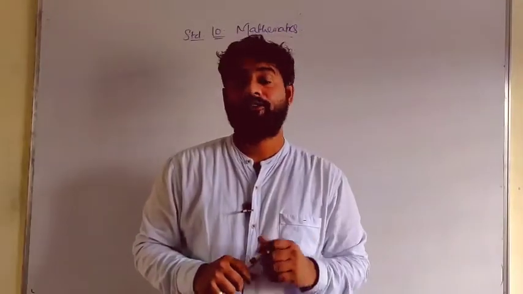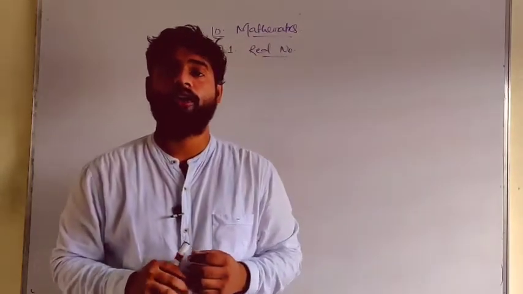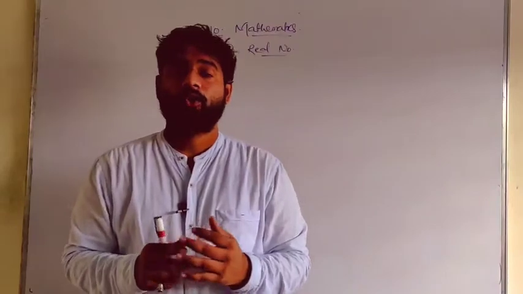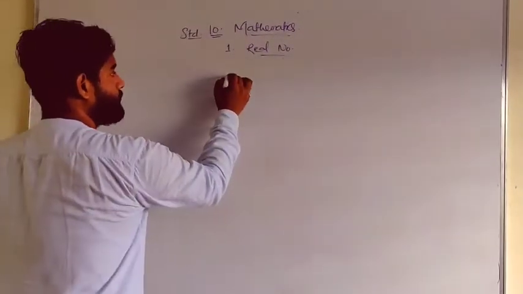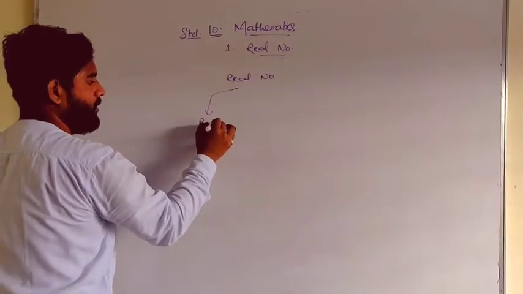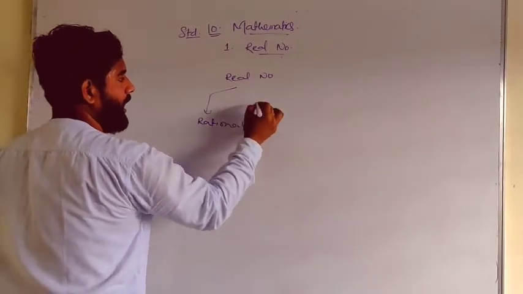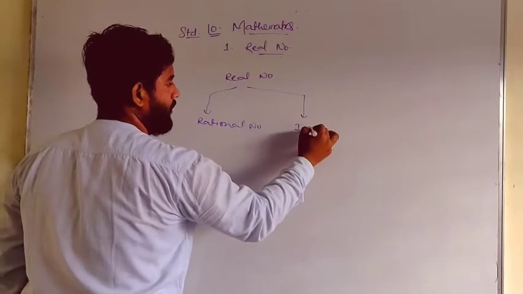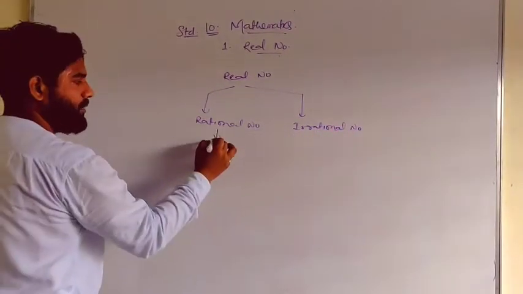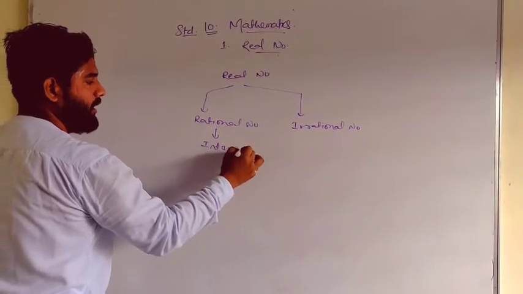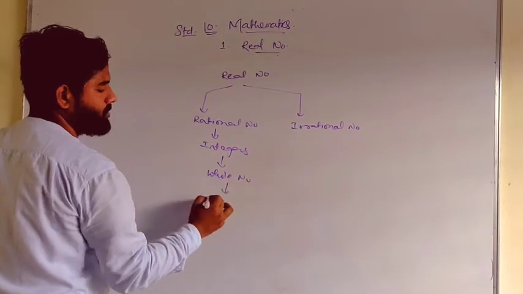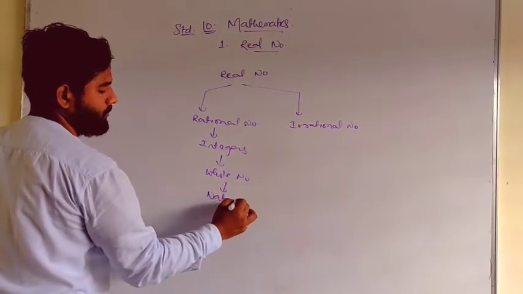Now what is the meaning of real number? That is not a new word for you. You have already studied these numbers in the 10th, 9th standard and 8th standard. So real number basically comprises of rational number and irrational number. Rational number include integers. Integers include whole number, and whole number includes natural number.